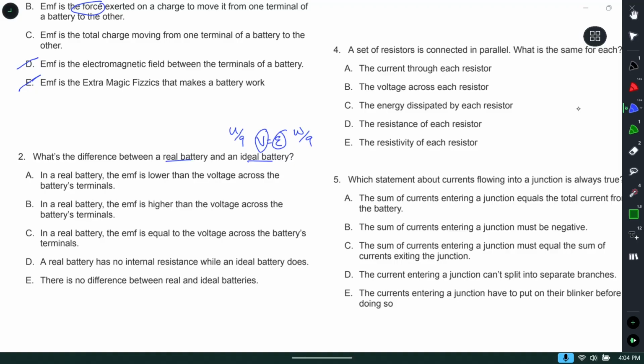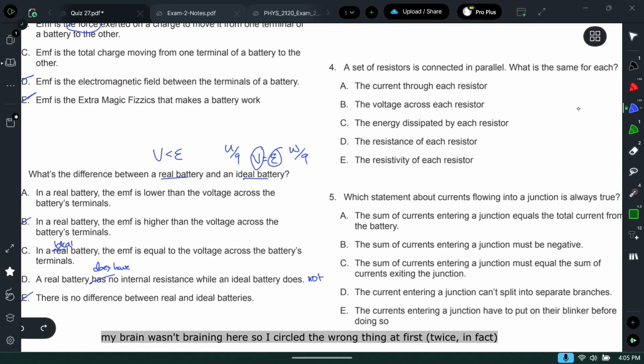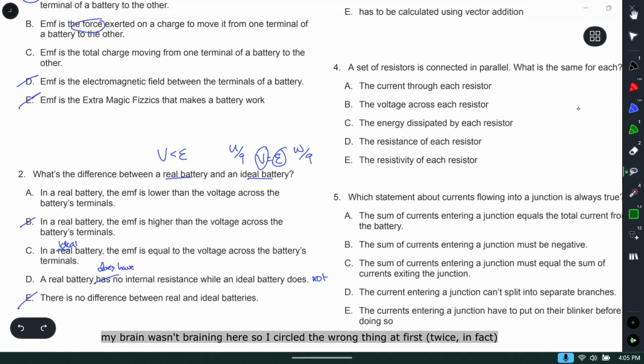So in a real battery, we are acknowledging that that's not actually true. You get out less than you put in because some is wasted as heat. And it is wasted inside of what we model as an internal resistance. A real battery does have internal resistance, while an ideal battery does not. There is no loss in an ideal battery. There is a difference between the two. In a real battery, the EMF is equal to the voltage? No, we just said that's true in an ideal battery. In a real battery, the EMF is higher, the voltage you get out is lower. It is choice B for this one.